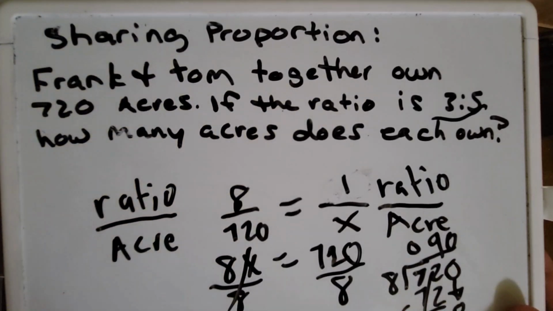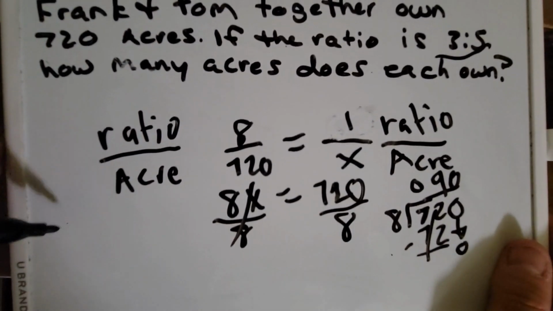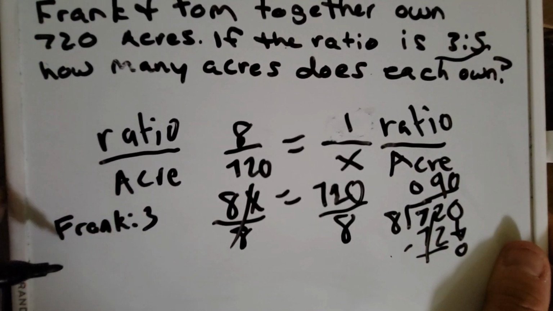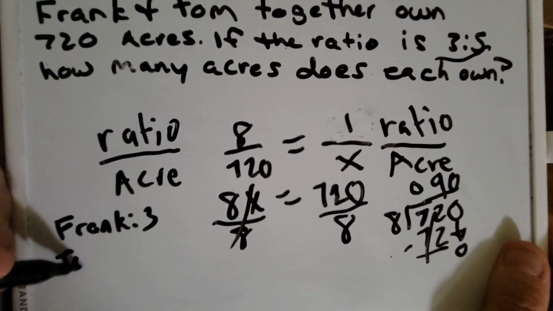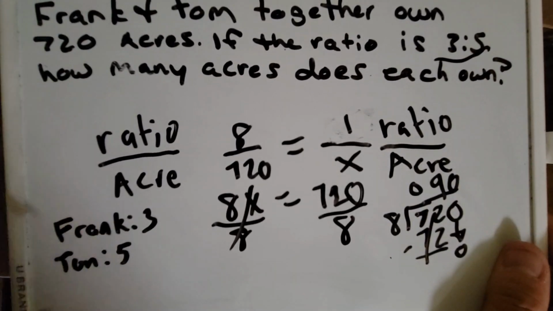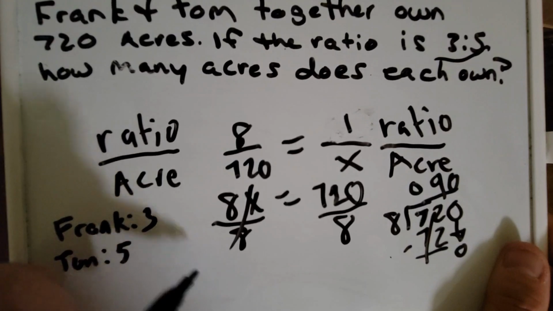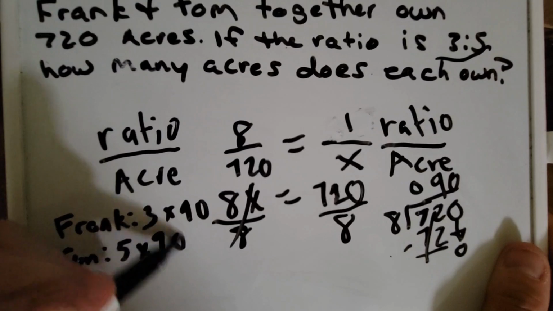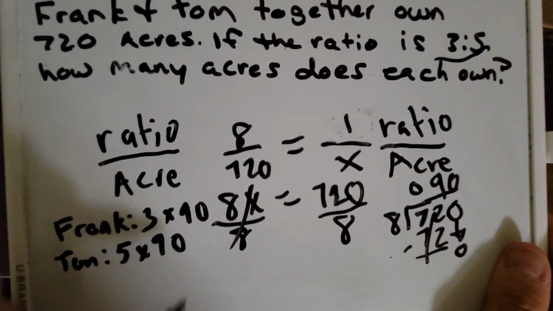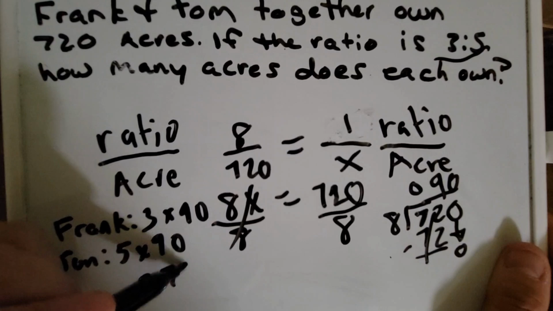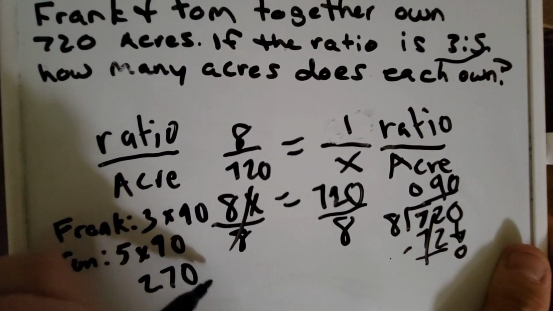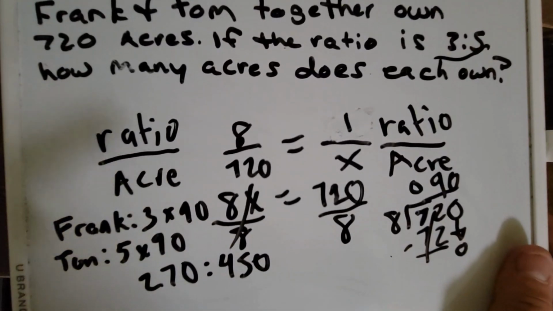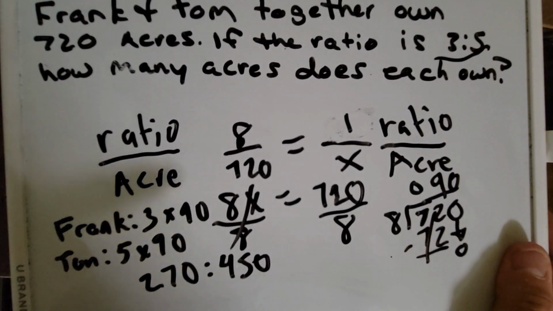We know that Frank owns 3. We know that Tom owns 5. So all we got to do is do 3 times 90 and 5 times 90, right? So that means Frank will end up owning 270, and that means Tom will end up owning 450, right? And that's how we're using sharing proportions in order to get the answer.